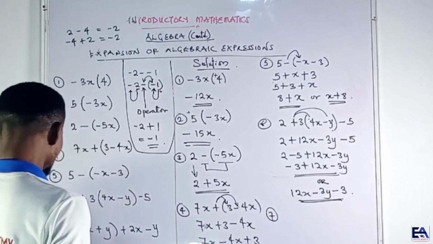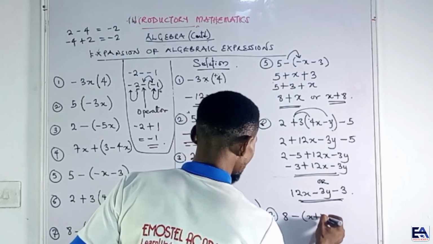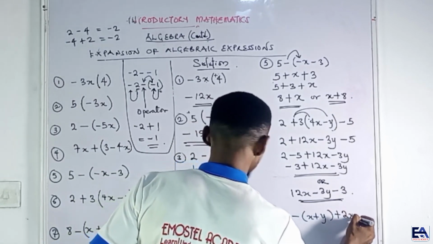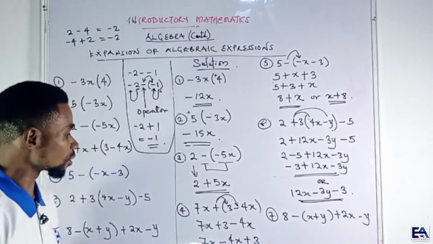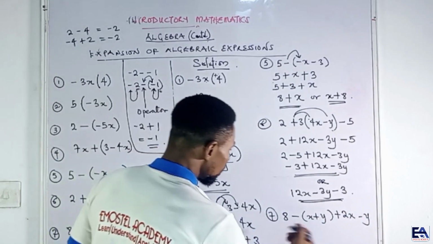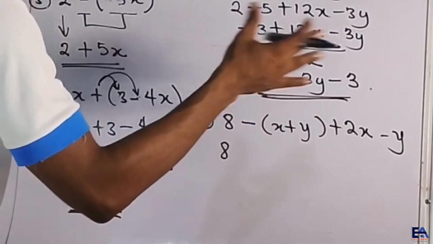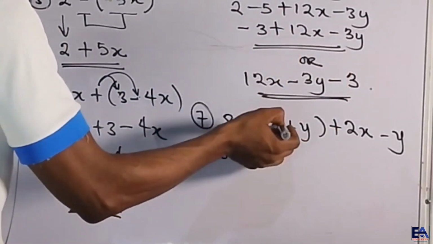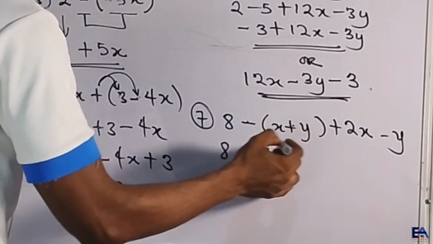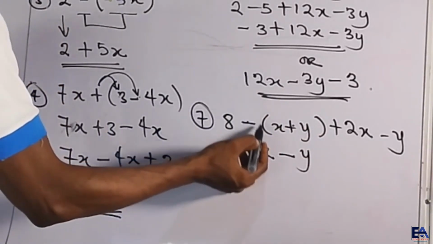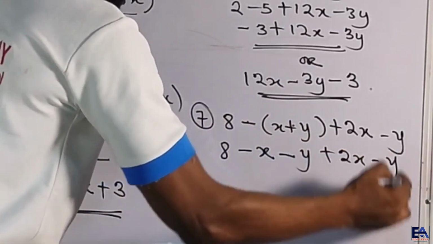Question 7 says 8 minus the bracket x plus y, plus 2x minus y. All right? So now, as we have it this way, just the same thing. We have 8, okay? Deal with the brackets and sort every other thing out later. So minus times positive x will give you negative x. Minus times plus will give you minus. Then you have the y. We are still doing as if there is an invisible one there. Okay, so then we have plus 2x minus y.